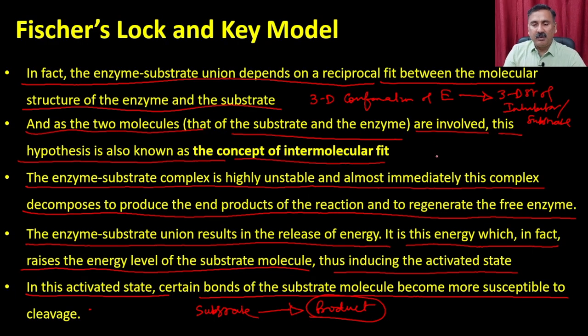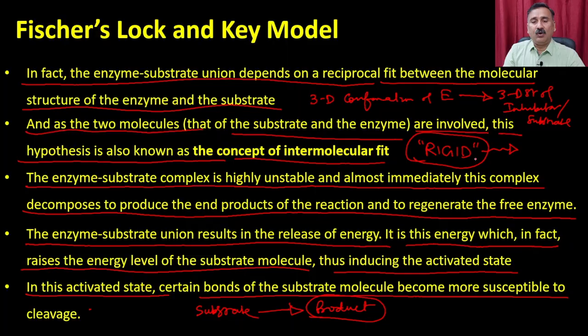What is the basic problem in this particular lock and key model is that it expects the active site or the binding site to be very rigid, which means it does not have any kind of flexibility. And you know that rigidity is not actually there, because there are so many conformational changes, so much movement of the side chains of the residues present in the active site, and that's how it is catalyzing the different types of reactions.